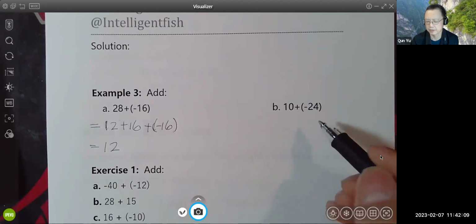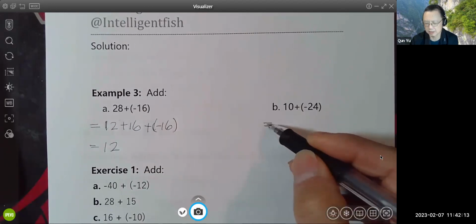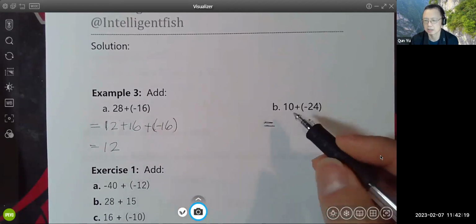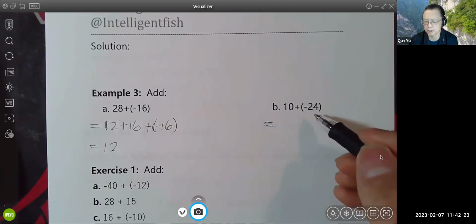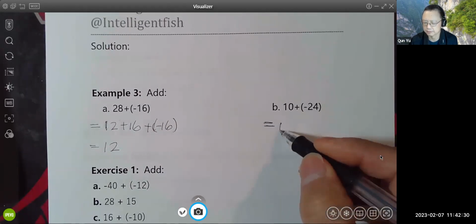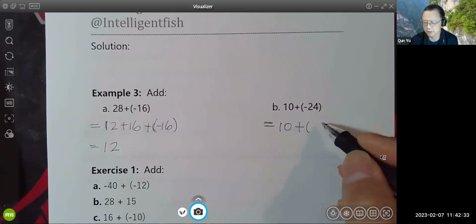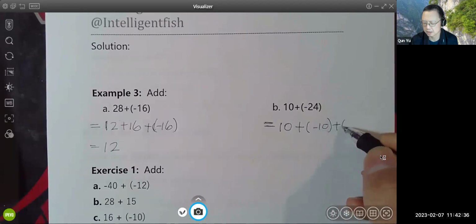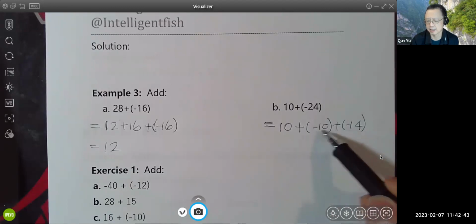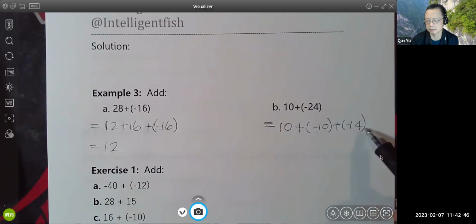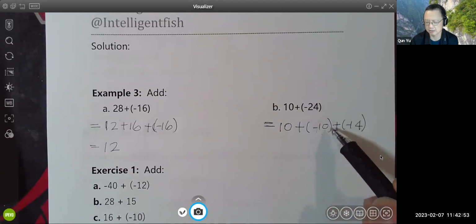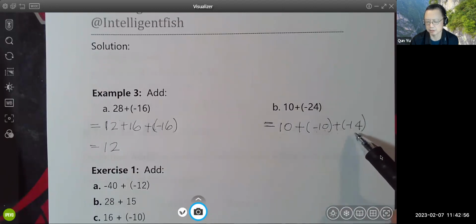Now let's look at the second one. And we're going to go through the same logic here. Eventually, we don't need to break it down. We just look at it, we know the answer. This is a precise way so that you know the logic behind these operations. Now this time I'm going to break down this negative 24. So negative 24 can be written as negative 10 plus negative 14. We already learned from the previous slides, when they have the same sign, they add up. So negative 10 and negative 14 is negative 24, right? And guess what? Positive 10 and negative 10, they cancel again. So we have negative 14 left.